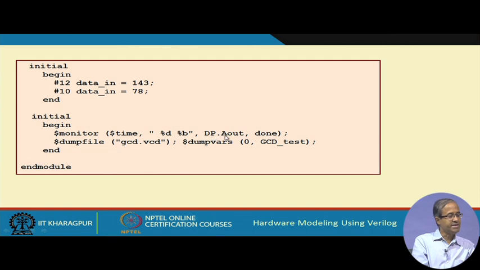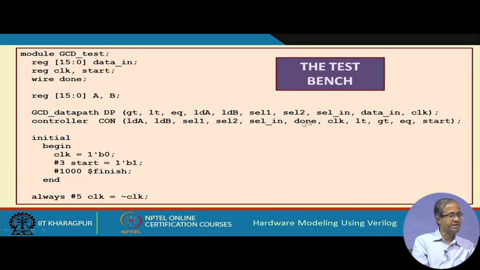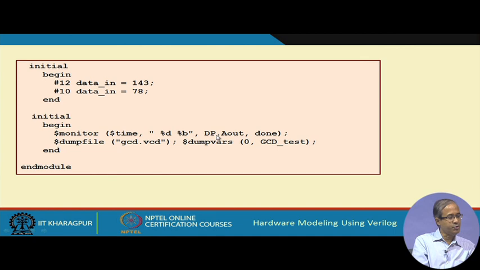You see, this output of the A register is not available here directly, but we have instantiated these modules DP and con. Well, we can write like this: DP dot A out, which means A out is a signal defined inside the DP module. We want to see this because the result will be there, and of course, done. And the dump file and dump variables we are generating here.